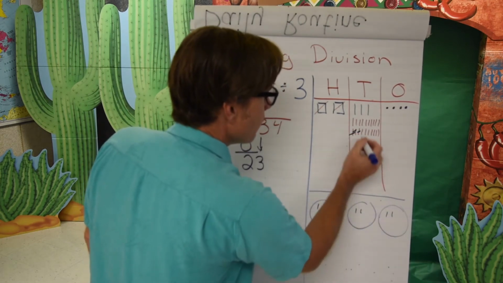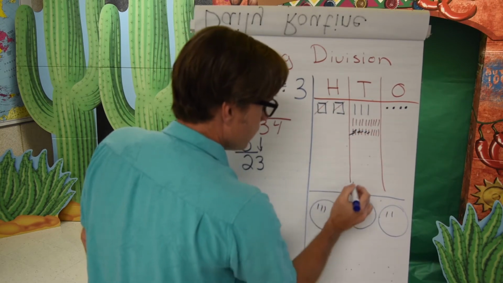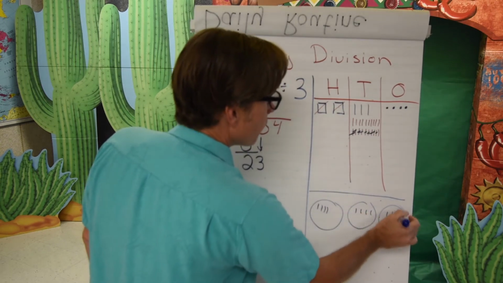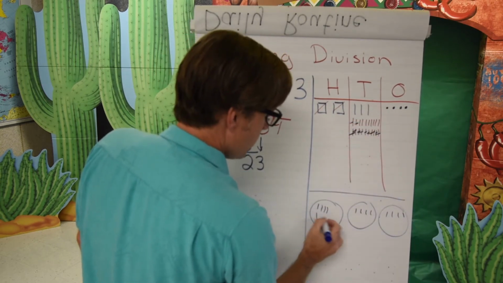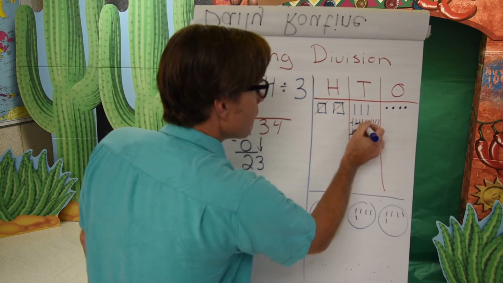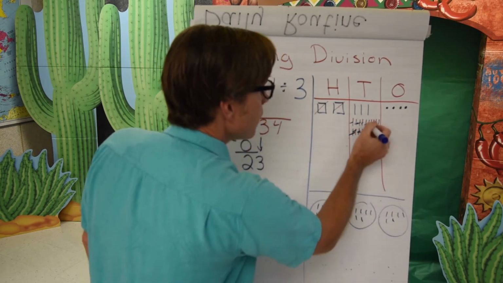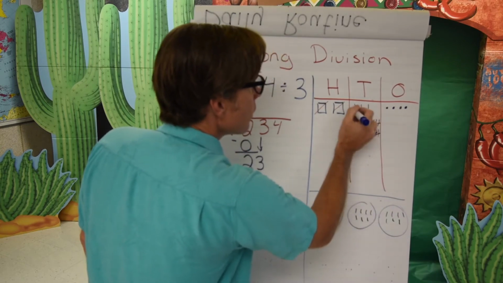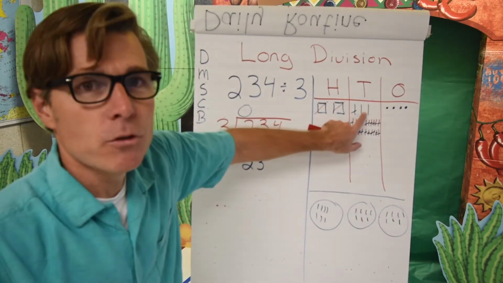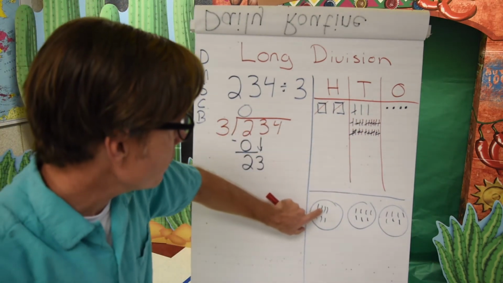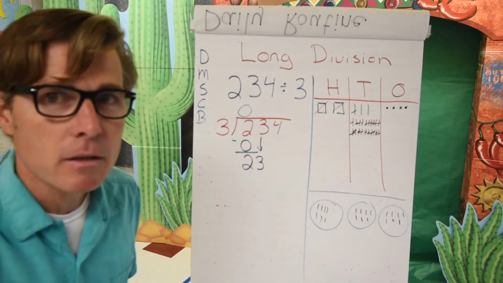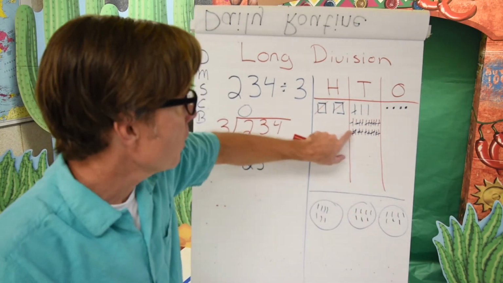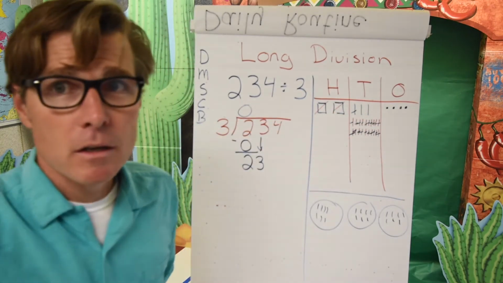Oh, and I can't do it because I only have 2 left. So I've distributed out 1, 2, 3, 4, 5, 6, 7 among my 3 groups. And I took that 21 out of here, and that left me with 2.